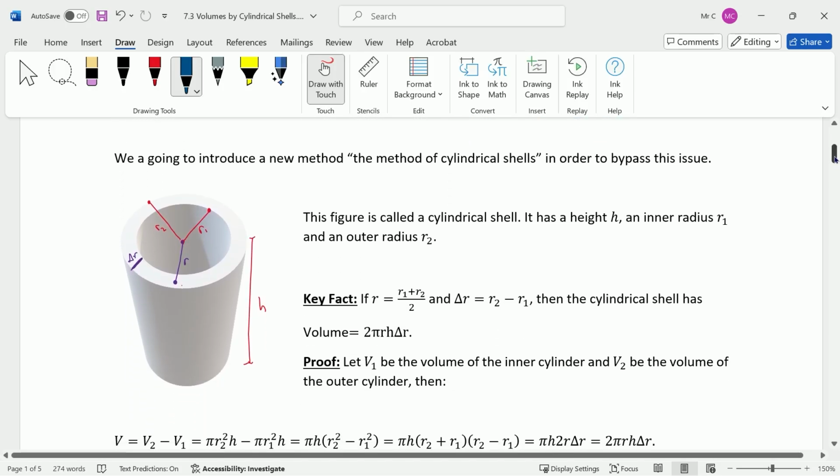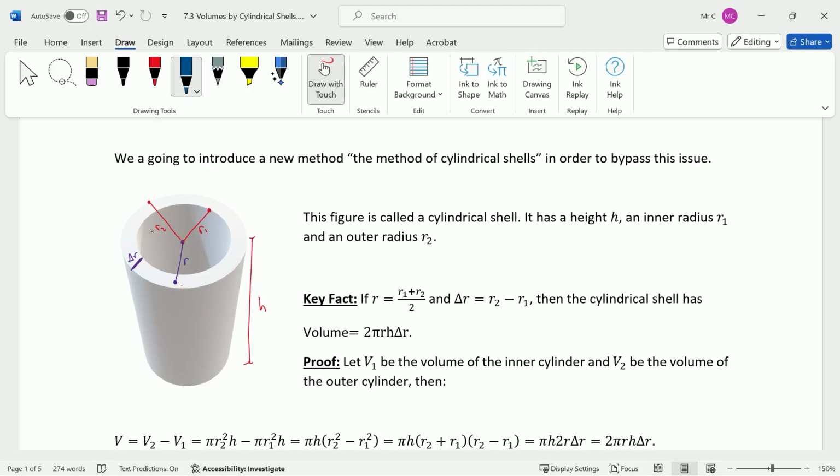first, we're going to look at, well, what is a cylindrical shell and what is the volume of a cylindrical shell? So we've got an image over here to the left, and that's a cylindrical shell. It's literally just a cylinder like a pipe that has some level of thickness to it and is empty in the middle, like a hollow pipe.